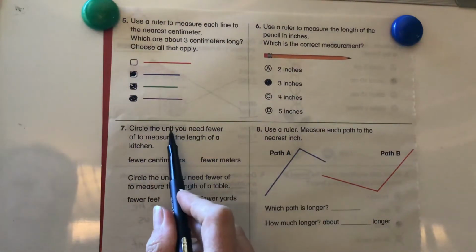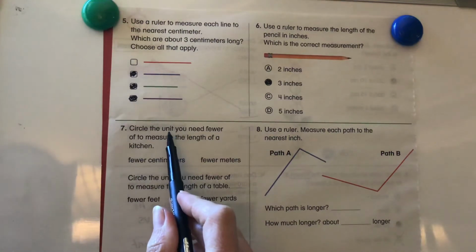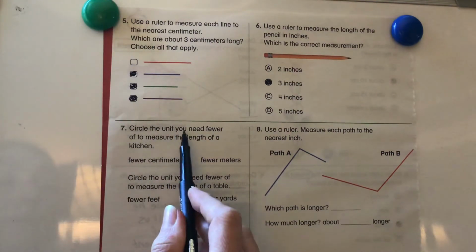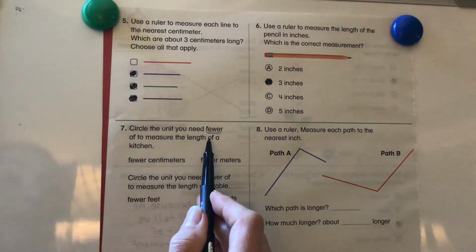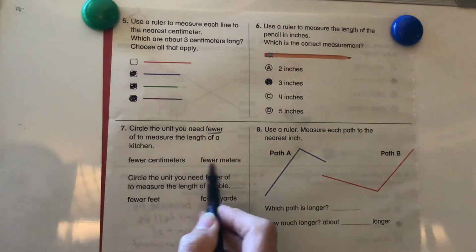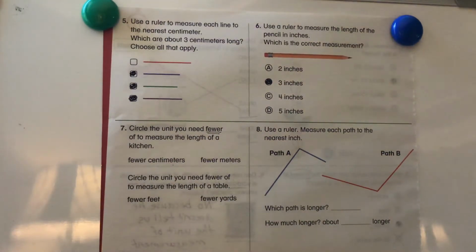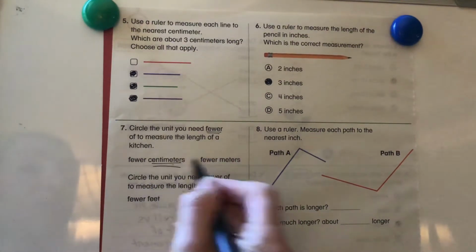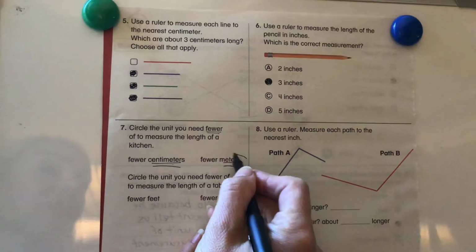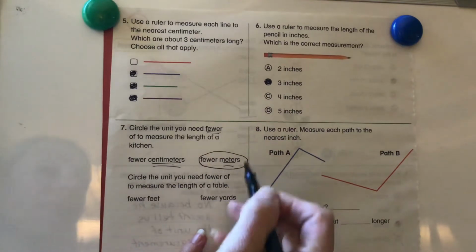Circle the unit. Remember, unit is centimeters, meters, yards, inches. Circle the unit you need fewer of to measure the length of a kitchen. Fewer centimeters or fewer meters. Now on this one, we want to know what the largest unit is. What is the biggest? What is bigger? Because we're going to need less of those. Are centimeters bigger or meters bigger? Meters are bigger, so we need fewer meters.